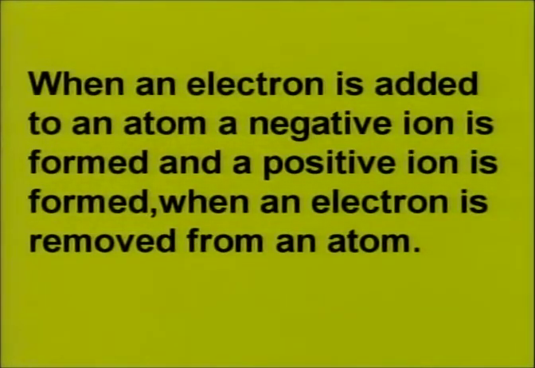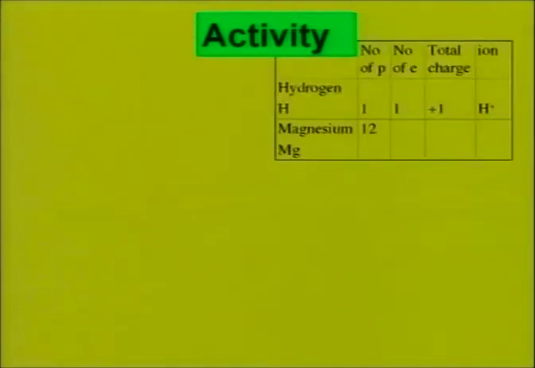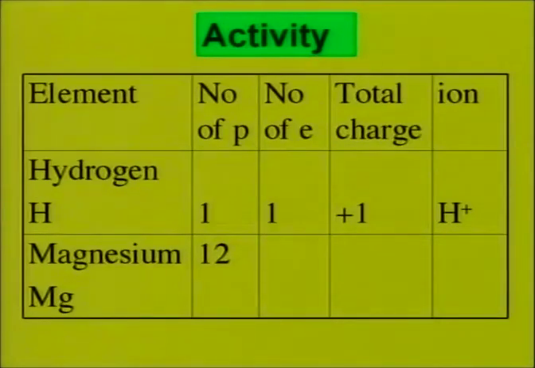Okay, here is your activity. Pilot students, you can also copy these activities, and maybe your teacher will give you some time to complete that activity. Quickly have that in a table. You'll find the element, the number of protons, and the number of electrons, then the total charge under this column, and then the ion.